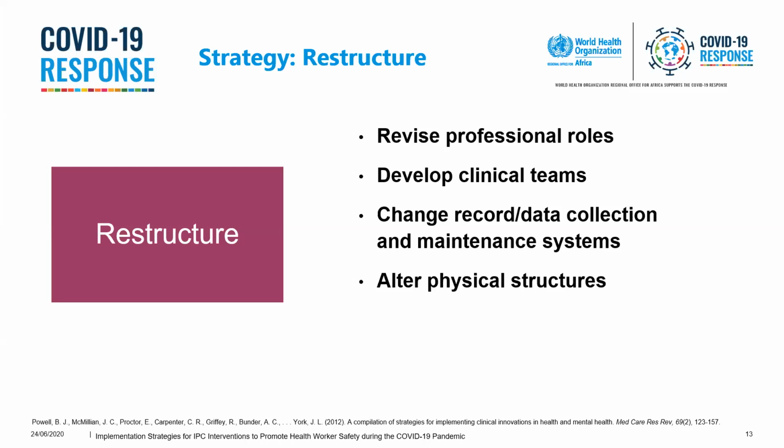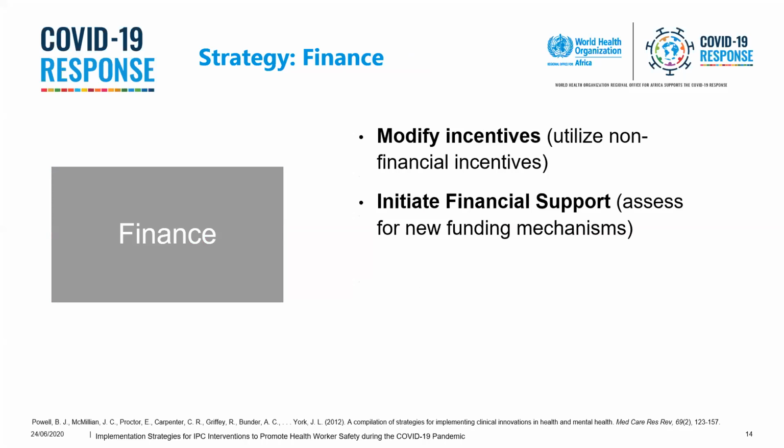And of course, restructuring can also look like changing the physical environment, and then of course, implementing novel data collection systems if needed. Finance, another interesting strategy that we use during epidemics, and it is a bit of an ethical one, but it's one that is definitely amongst the strategies that can be used, would be to provide financial or non-financial incentives to health workers as a form of hazard pay or compensation during the acute emergency. Or finding other new ways to fund initiatives is also very important.